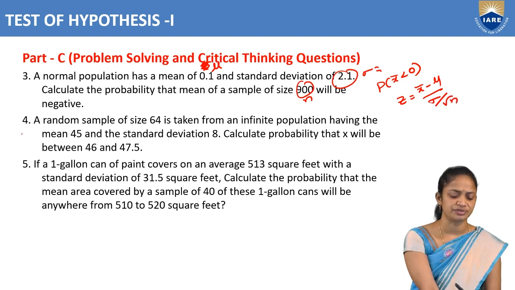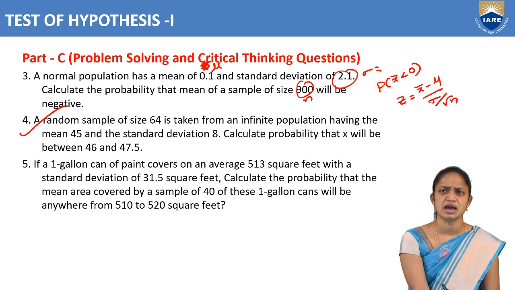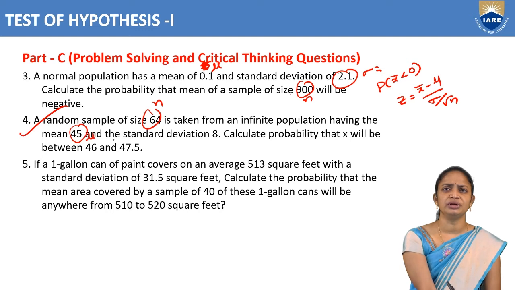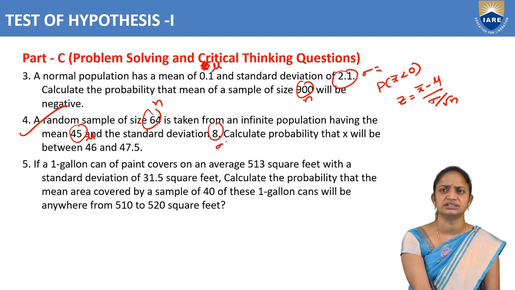So coming to the next question, a random sample of size 64 is taken from the infinite population having the mean mu equal to 45 and standard deviation sigma equal to 8.